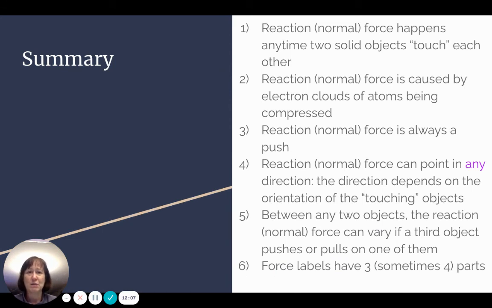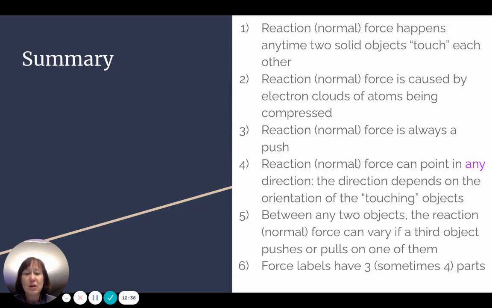So reaction or normal force happens anytime 2 solid objects touch each other. So anytime they're touching, normal force. It's caused by electron clouds of atoms being compressed. They don't want to be compressed because they repel each other. They want to be as far away as possible. And so it's always a push. It's always a repel or push. It can point in any direction. The direction depends on the orientation of the touching objects.